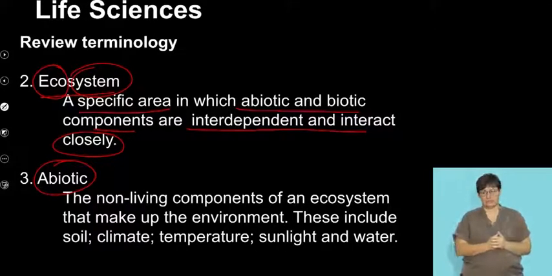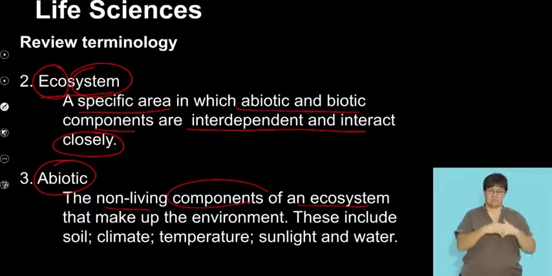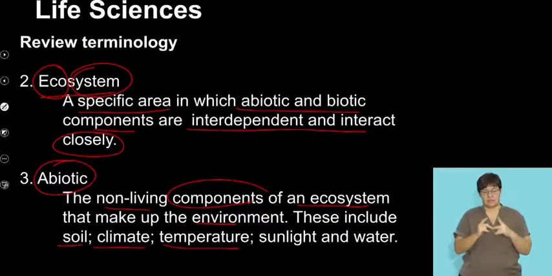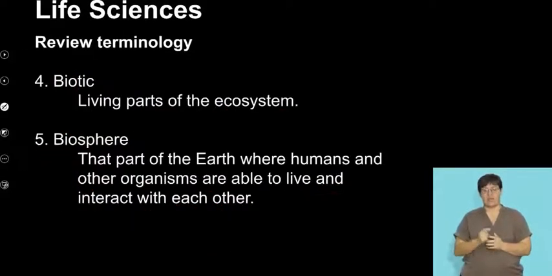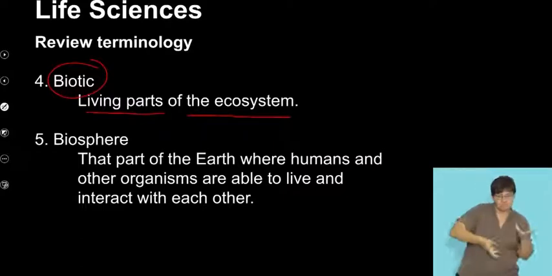So let's look at that. The non-living components of an ecosystem that make up the environment. This would include the soil, the climate, temperature, sunlight, and water. And we will unpack that in detail in a bit. The other concept is biotic, and that's quite simple. It's the living components of an ecosystem, and that would include all the organisms that interact and are able to carry out life processes.